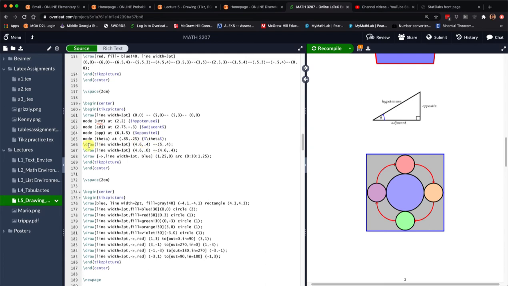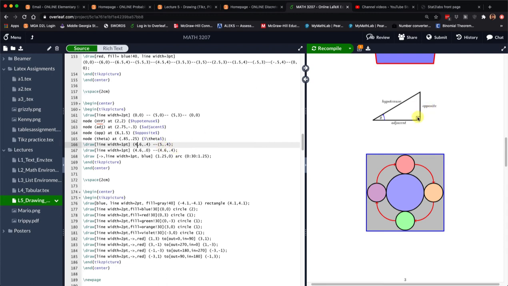Alright, now I had to get a little bit creative because I wanted to draw the box in the corner here, and there's no nifty little tool to draw the right angle box. So I had to play with that a little bit, and I drew a little line from 4.6 comma 0.4 to 5 comma 0.4.